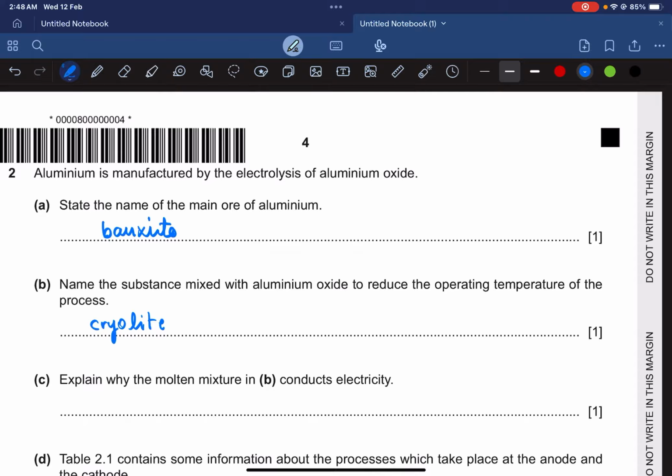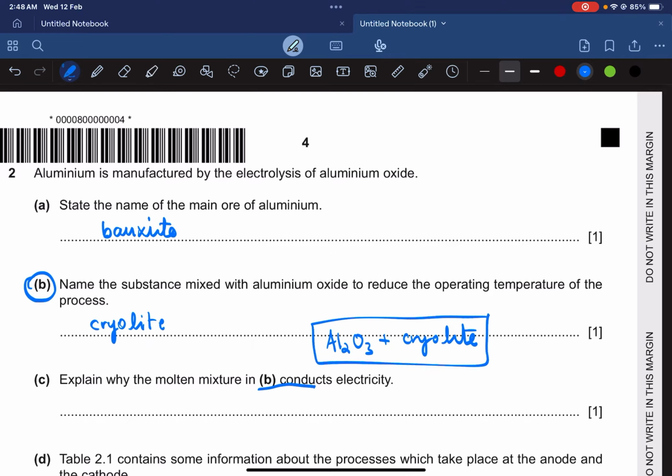Explain why the molten mixture in B conducts electricity. The molten mixture in B is basically aluminium oxide, Al2O3, plus cryolite. So it conducts electricity because it has free aluminium and oxide ions. Because it has free mobile ions. Mobile means that they are able to move. It has free mobile ions to move through the structure and conduct electricity.